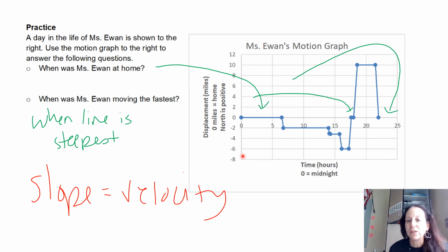There are a lot of good questions you could ask about this graph. It's just not either of these. So a good question would be, how fast is Ms. Ewan moving at 10 hours? Well, 0. She's not moving. You could ask, what was the furthest Ms. Ewan was away from her home? It would be 10 miles. You could ask, what was the total distance that she traveled, which I think was 6 down, 6 back for 12, and then up 10 and back 10 for 32. So there are some good questions that you could ask about that motion graph. I just don't think that either of those questions are it, for what it's worth.